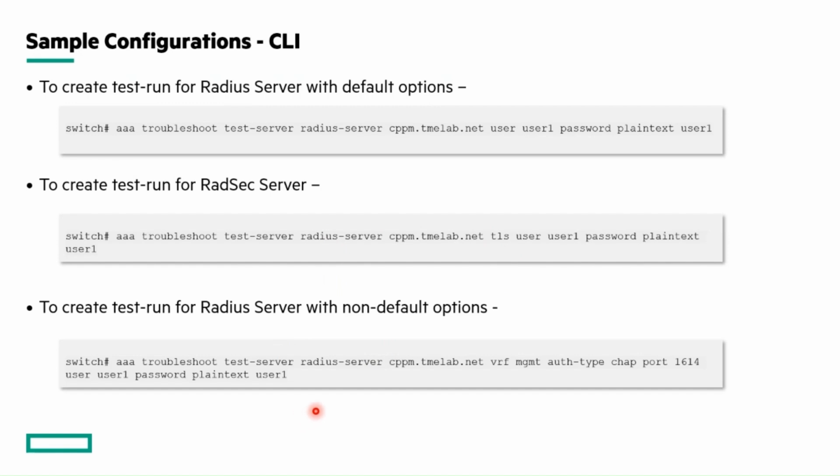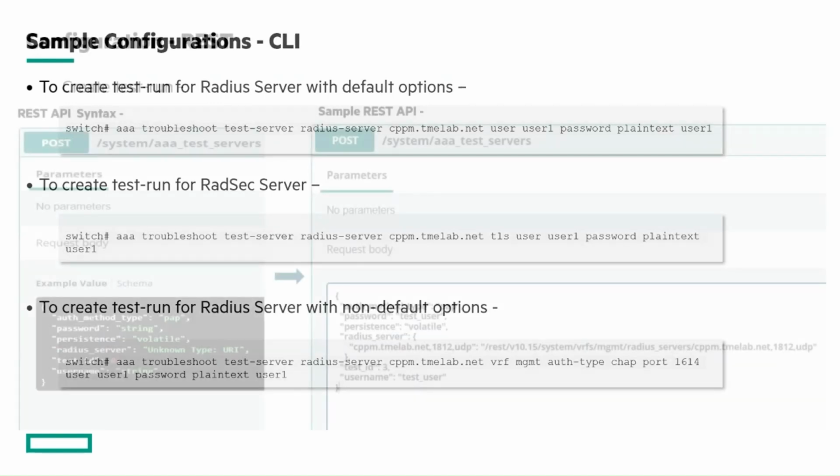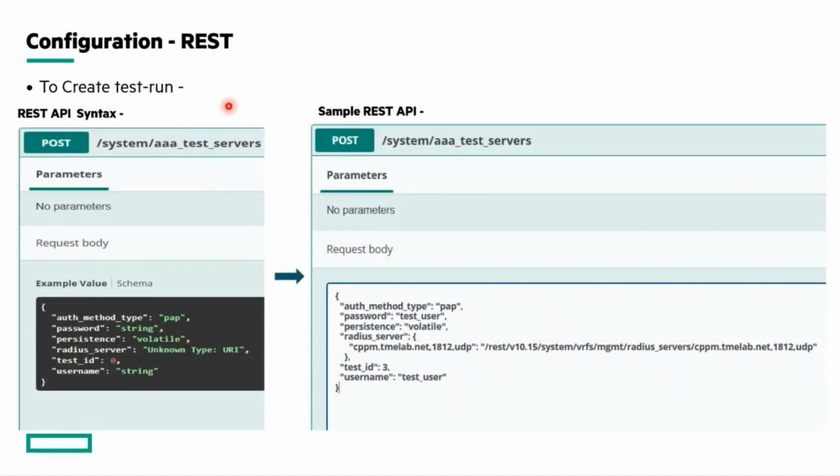And here's a sample test run for the non-default options as well, where we are giving the VRF, auth type as CHAP rather than the default auth type PAP, and non-default port numbers. Let's see how we can run the sample test from REST as well. Here is the REST API syntax for the POST and a sample REST API call.